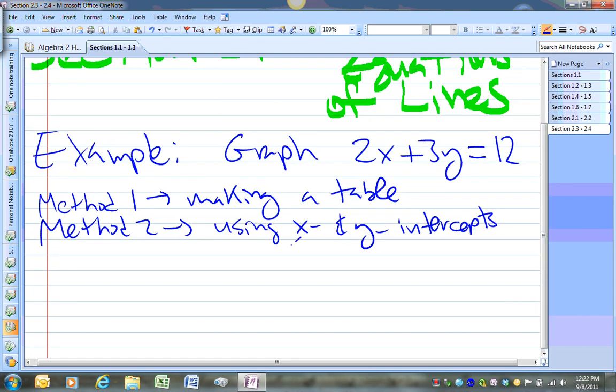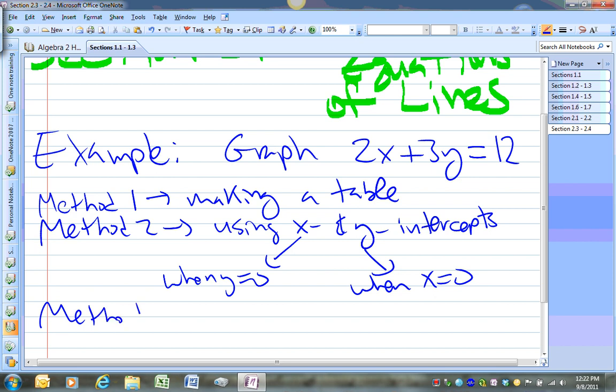And remember, an x-intercept is when y equals 0. A y-intercept is when x equals 0. And then method 3, this is the way I prefer, is use slope-intercept form.